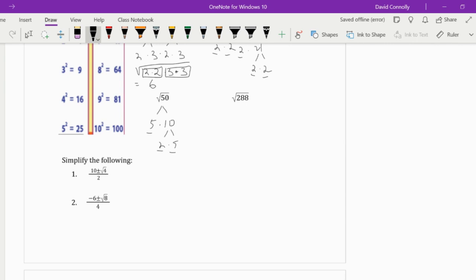So I'm going to rewrite this. Square root of 2 times 5, and I see I have a pair of 5s that I'm going to be able to pull out. That goes on the outside, and then what's left is a 2. And that is your final answer.